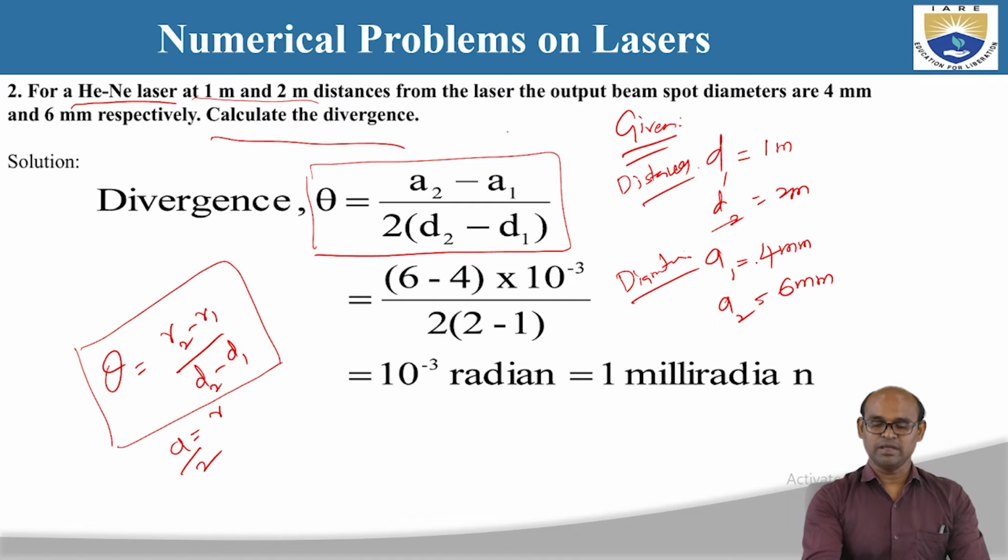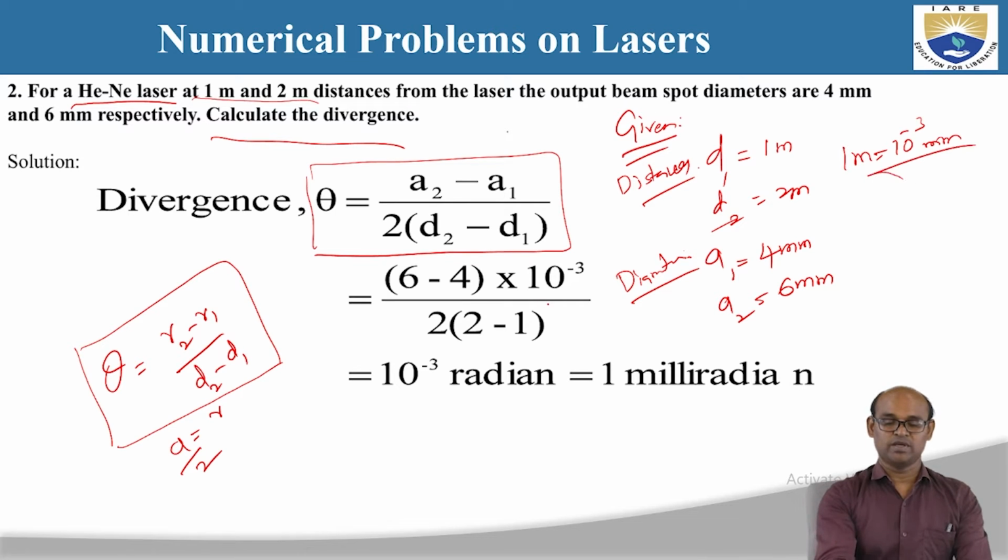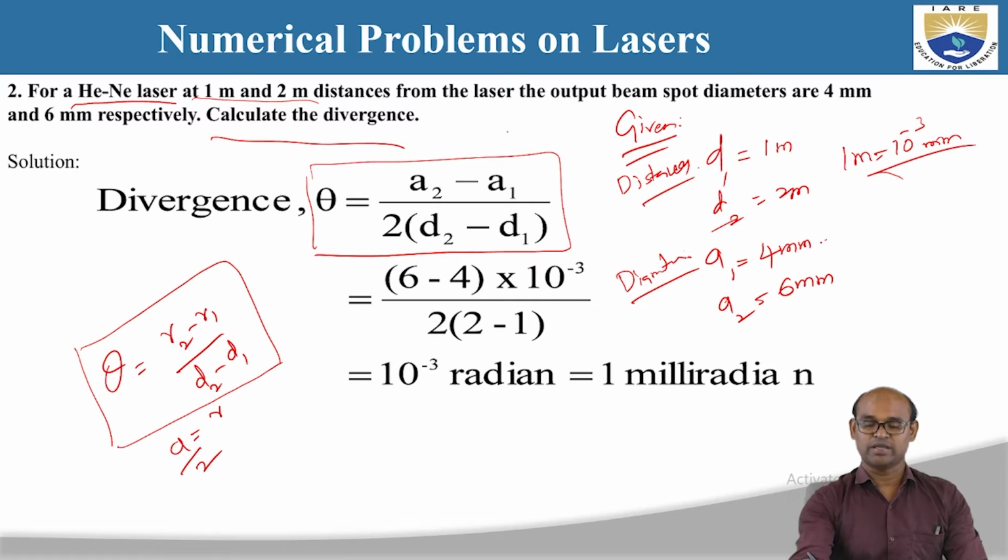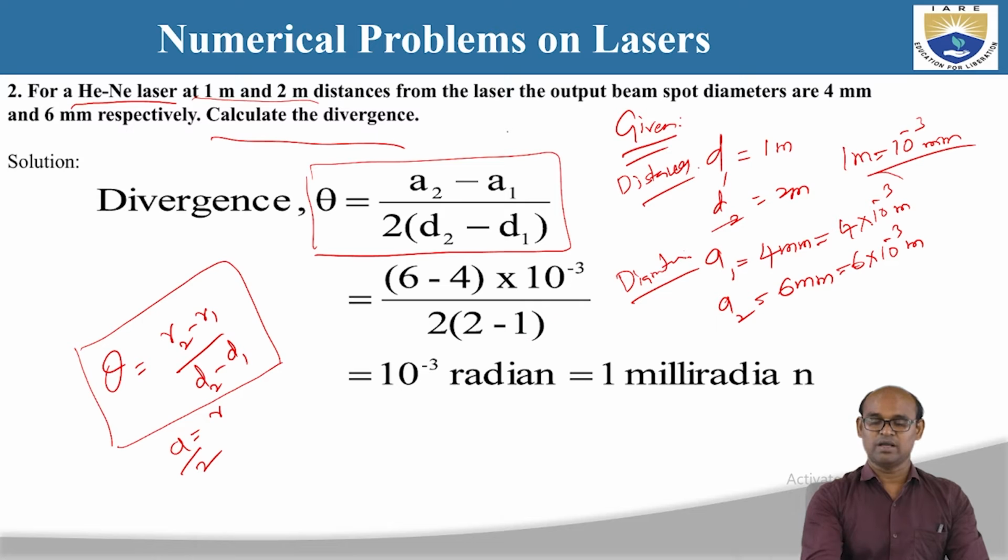So A2 minus A1, A2 is 6 millimeters and A1 is 4 millimeters. So 6 minus 4, and I'm converting into meters because the distances are in meters. 1 millimeter is 10 power minus 3 meters. That is why I have 10 power minus 3 here, because I have converted into meters. So I can write 4 into 10 power minus 3 meters, 6 into 10 power minus 3 meters. So it is easy now. 6 minus 4 into 10 power minus 3 divided by 2 into D2 is 2 meters and D1 is 1 meter. So all are now in meters.